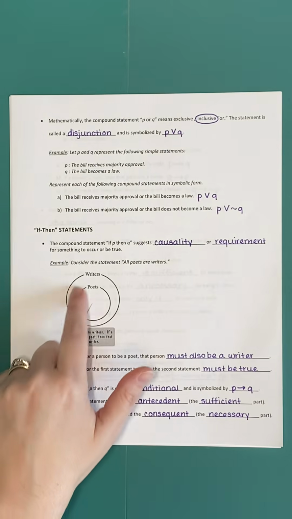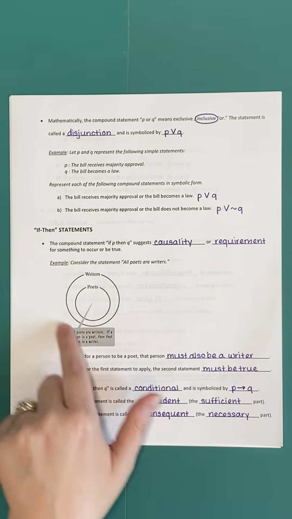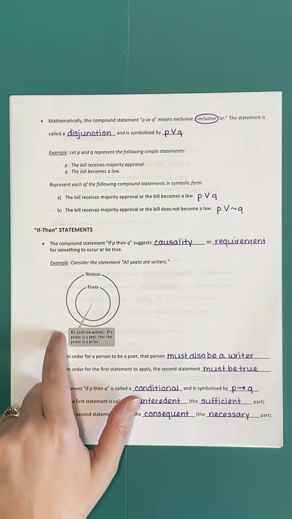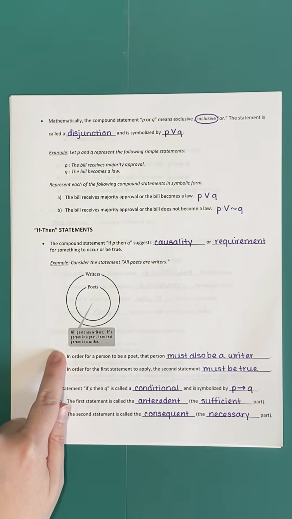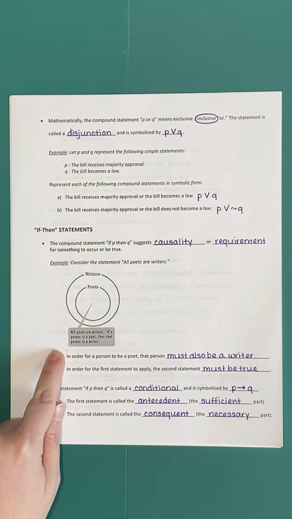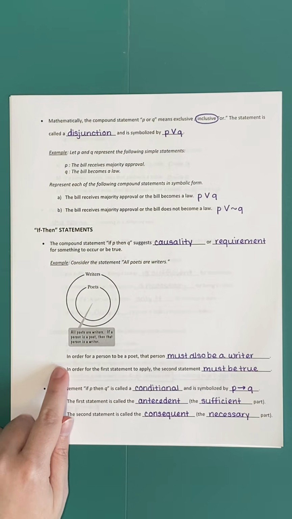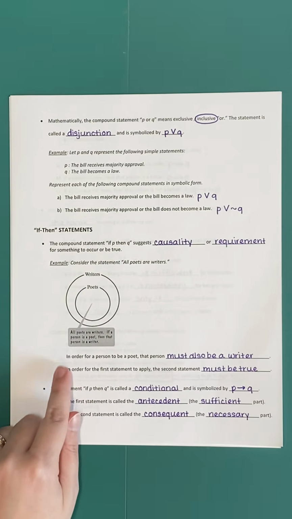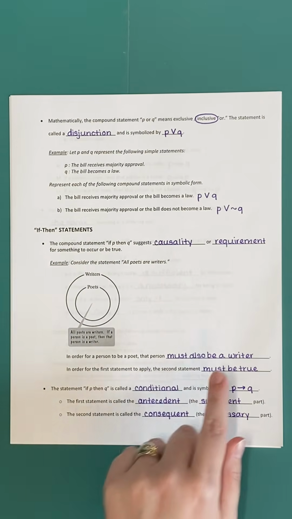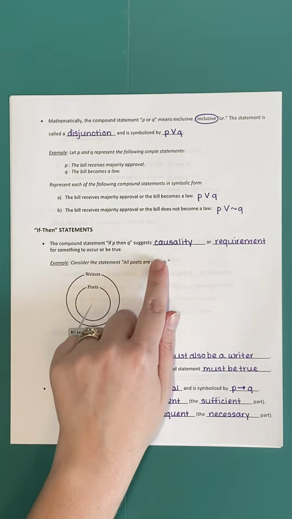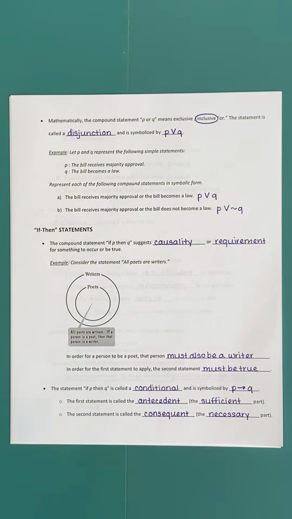In order to be in the poets category, you already have to fit within the writers category. In order to be a poet, the person must also already be a writer. In other words, in order for the first statement to apply, in order to say that a person is a poet, the second statement has to be true. The person has to be a writer. So one statement's truth is necessary for the other statement's truth. One statement causes the other. One statement is required for the other to be true.